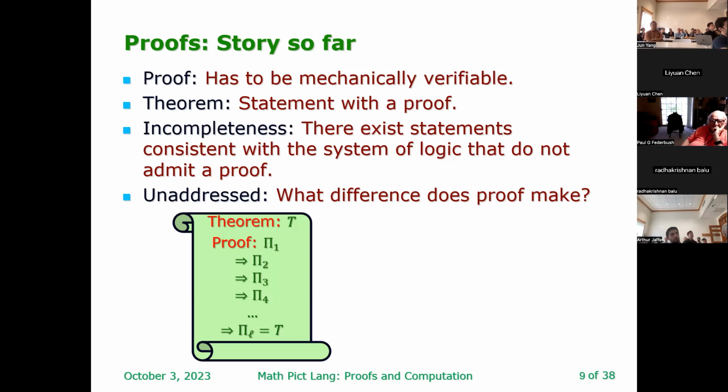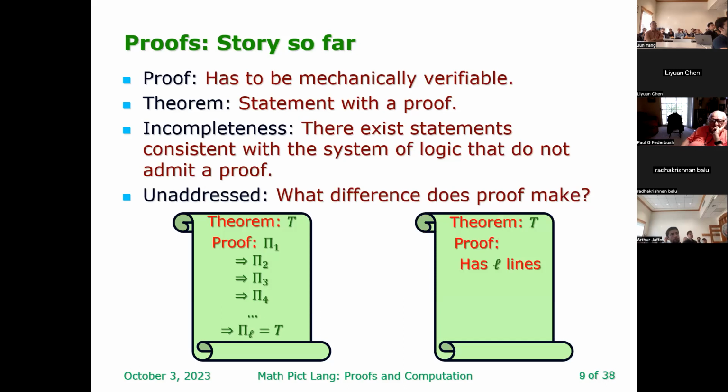The problem with this definition is, here is another proof which is also mechanically verifiable. I just say, look, here is the theorem T, the proof. I just say it has L lines. And why do you find the L lines? Well, go ahead, search for it. That's only a finite search. Finite searches are mechanical. So go ahead, do the brute force search. Okay. So there's a difference.